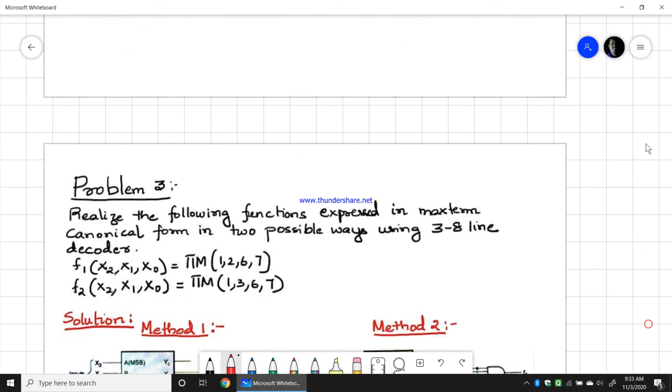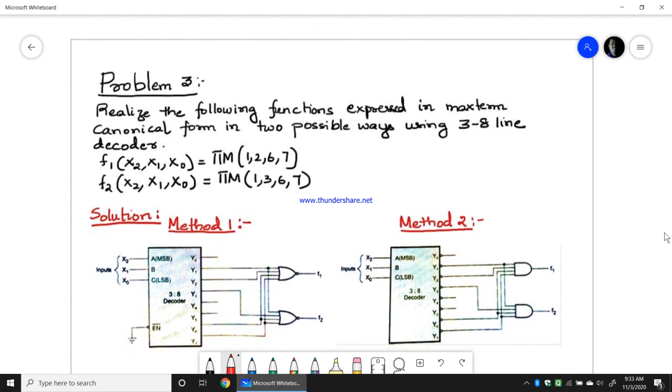Coming to third problem. Realize the following functions expressed in maxterm canonical form in two possible ways using 3:8 line decoder. In two possible ways means: when you have active high outputs, which gates are used, and for active low outputs, which gates are used. Both are maxterm expressions where the output for 1, 2, 6, 7 should be 0. Similarly 1, 3, 6, 7 output should also be 0.